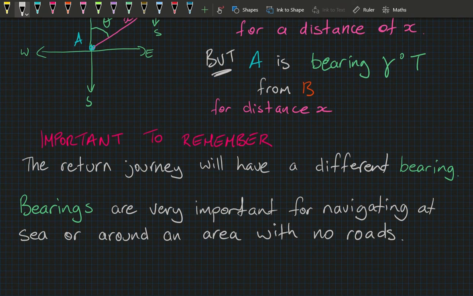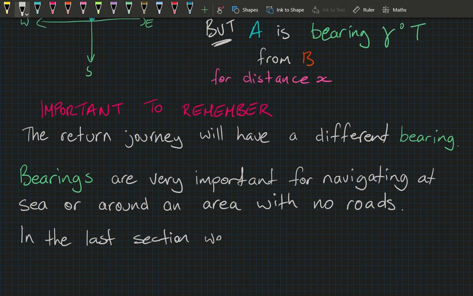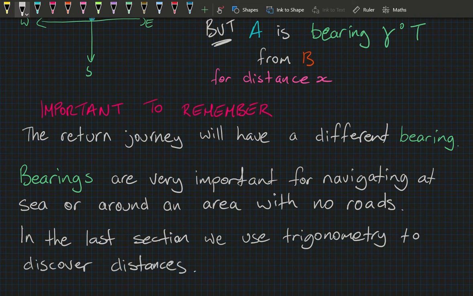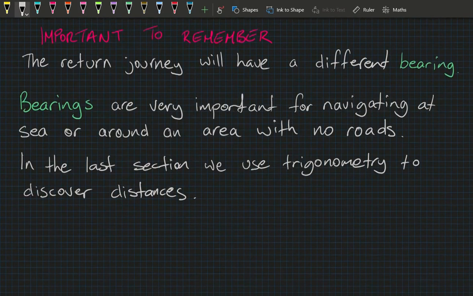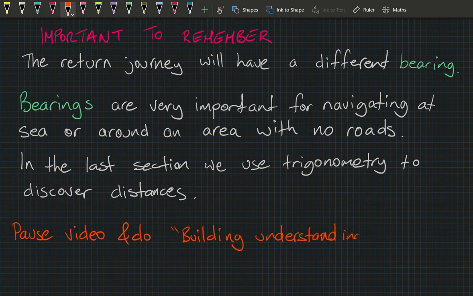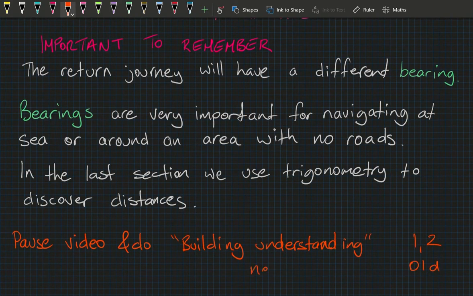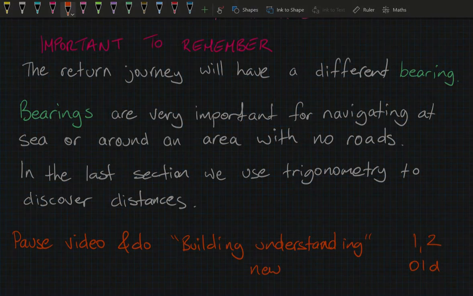In the last section of this lesson, you'll see why it's part of this unit, because we're going to be using some trigonometry to discover distances between points. But before we get up to those lofty heights, I suggest that you pause the video now and do building understanding questions if you're in the new book, and they translate to questions 1 and 2 in the old book. Alright, and I'll see you in the next section.